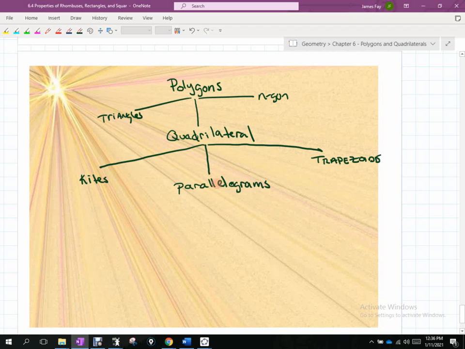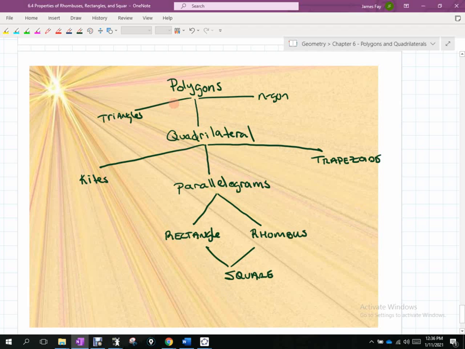Parallelograms, we have options. A parallelogram, we just said, could be better classified sometimes as a rectangle, right? But a parallelogram could also be a rhombus. But can it be both those things? Can a parallelogram be a rectangle and a rhombus? And that would be a square. So those two come together and make that square location.